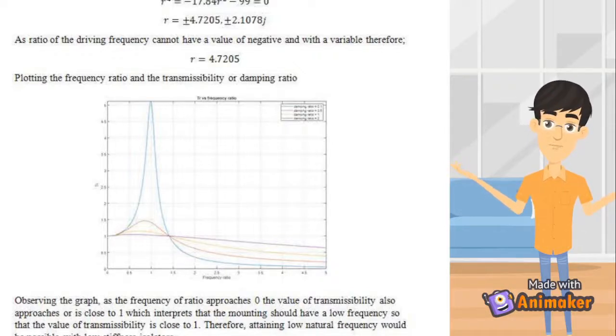Plotting the frequency ratio and the transmissibility for different damping ratios, you can see the graph. Observing the graph, as the frequency ratio approaches 0, the value of transmissibility also approaches 1, which interprets that the mounting should have a low frequency so that the value of transmissibility is close to 1. Therefore, attaining a low natural frequency would be possible with low stiffness isolators.